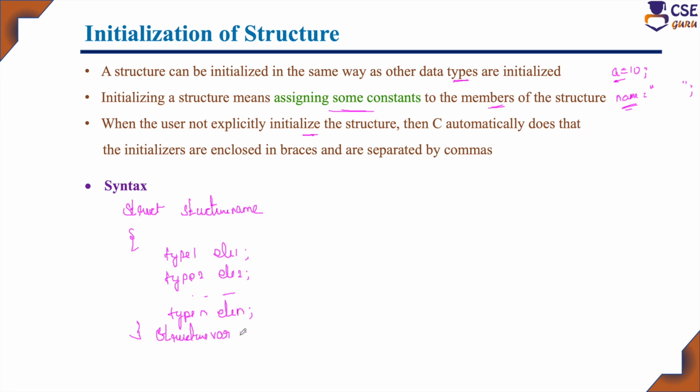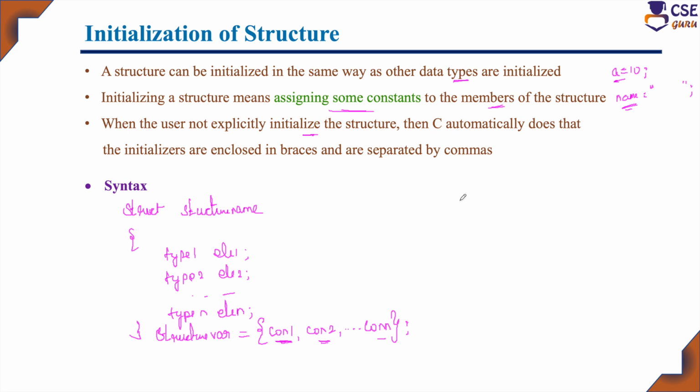You put an equal sign, and within braces constant 1, constant 2. Likewise, see how many data elements you are declaring. For each element, in sequential order according to its declaration, we have to specify the values. If it is an integer, you have to assign an integer value. If it is a name, you have to give a string. Likewise, according to its data type, you specify the values sequentially. So this is the syntax, and this syntax is also possible.